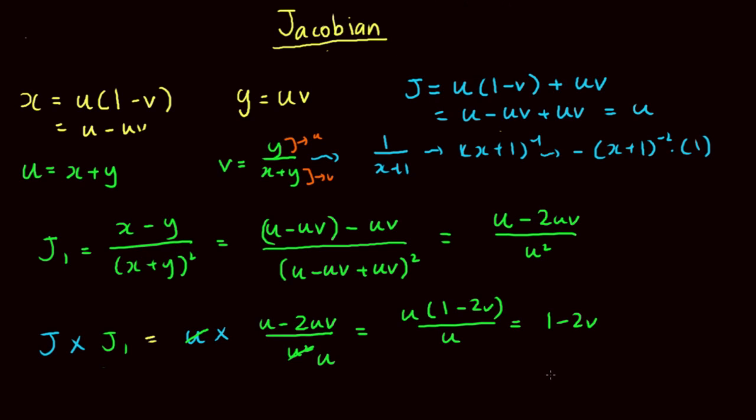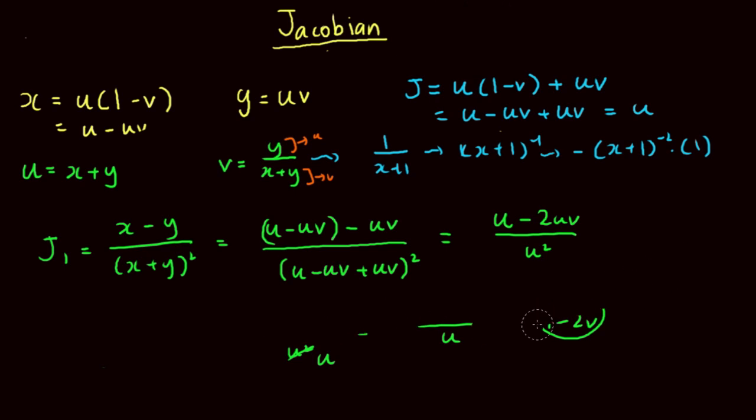I think something is not right here, because we're supposed to verify that we end up having a 1, not a 1 minus 2v. So there's something wrong with our methodology. Let me check back the original Jacobian function that we did. I'm going to erase this real quick. Let's just check the original Jacobian.